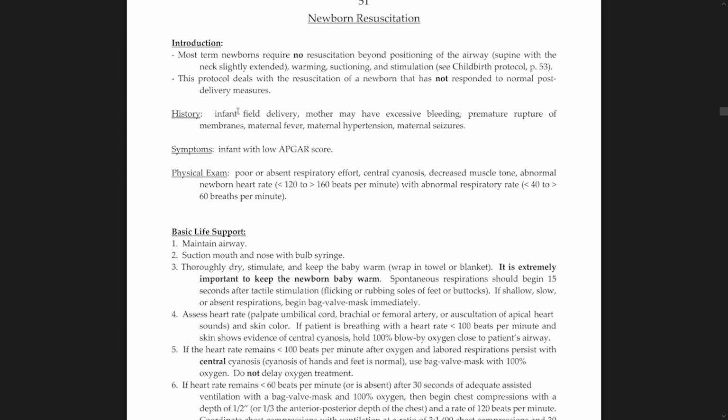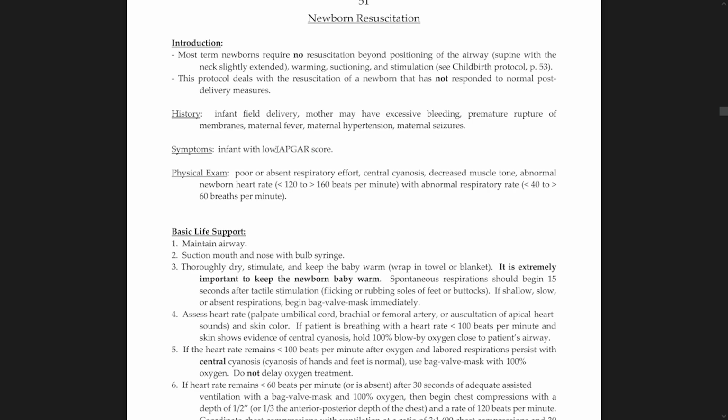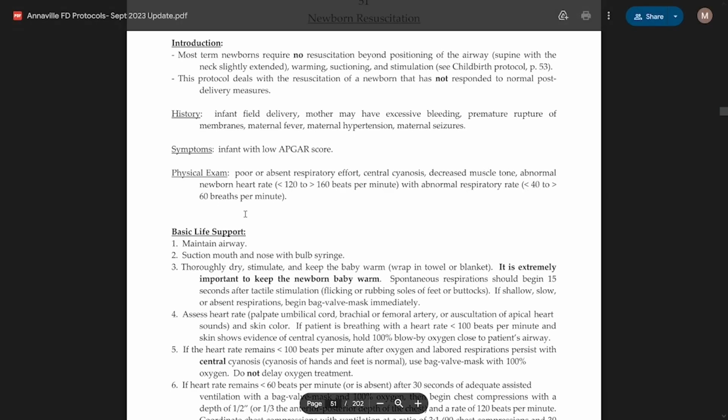For some history, if it's an infant with a field delivery, the mother may have excessive bleeding. There may be premature rupture of the membranes, maternal fever, maternal hypertension, and maternal seizures. So watch out for all of these. For symptoms, it's an infant with a low APGAR score. For the physical examination, it's poor or absent respiratory effort, central cyanosis, decreased muscle tone, abnormal newborn heart rate, less than 120 or greater than 160 beats per minute, with abnormal respiratory rate of less than 40 or greater than 60 breaths per minute.